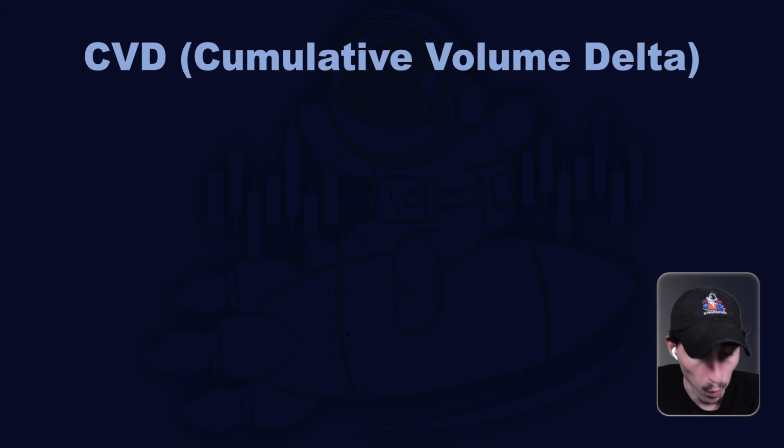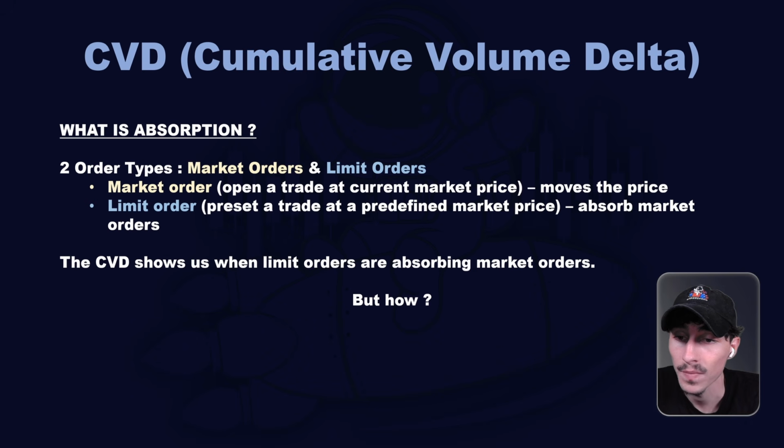So the thing is now, what is absorption? To understand what is absorption, you have to understand that there are two order types, market orders and limit orders. The market orders are moving the price, while the limit orders absorb the market orders. The market order basically is when you open a trade at the current market price. When you use a limit order, you preset a trade at a predefined market price. So basically the CVD shows us when limit orders are absorbing the market orders.